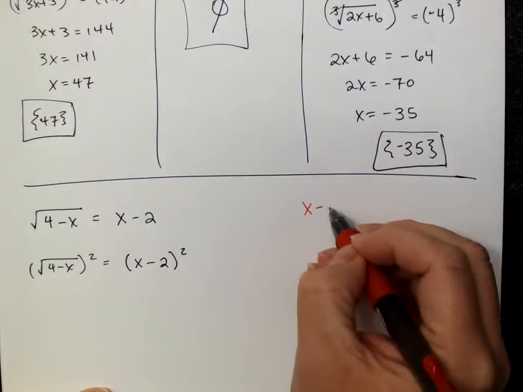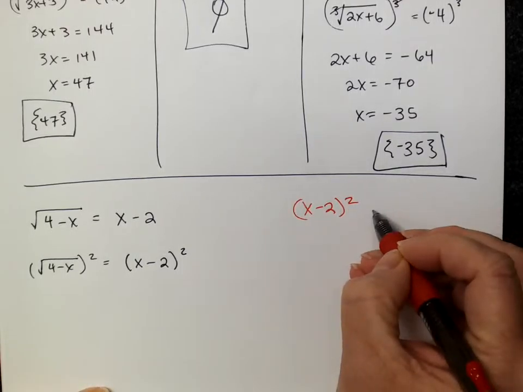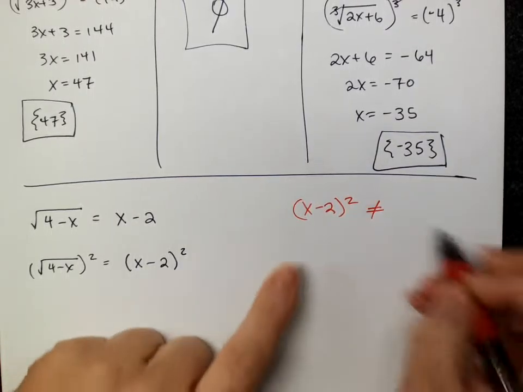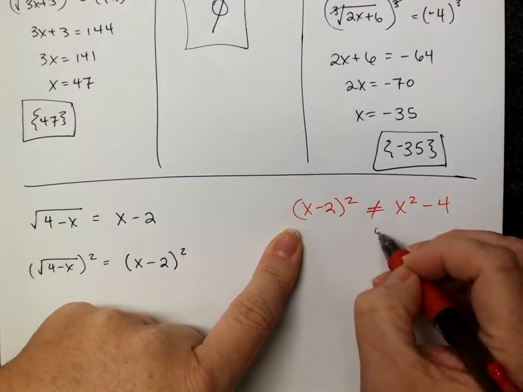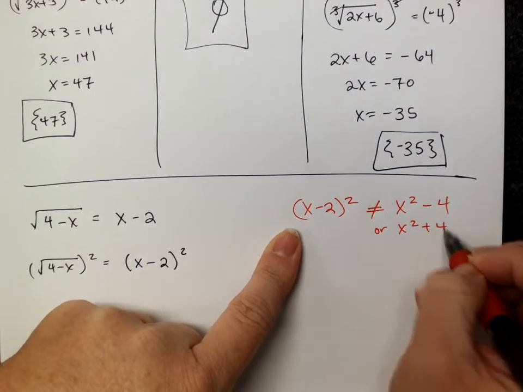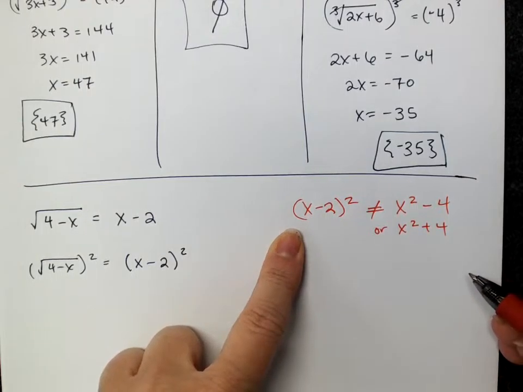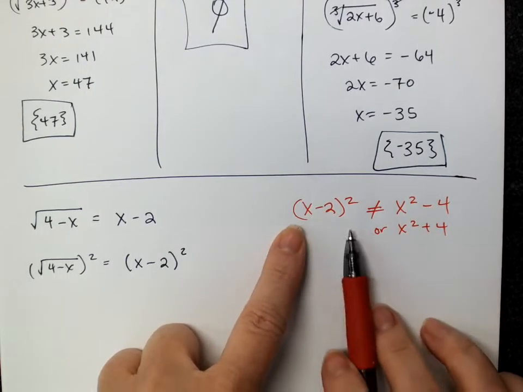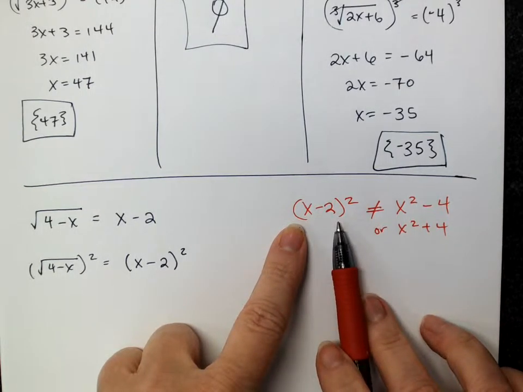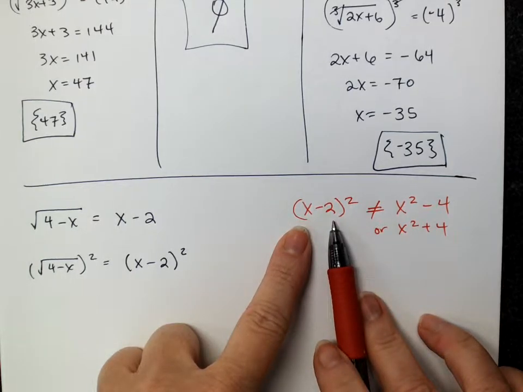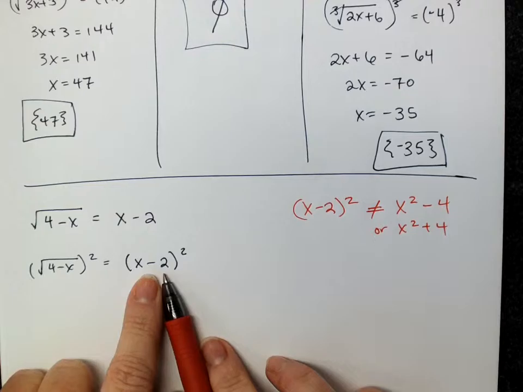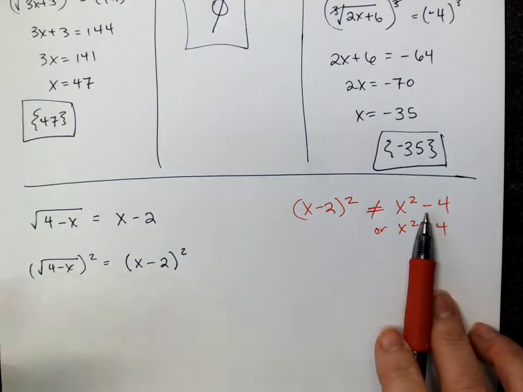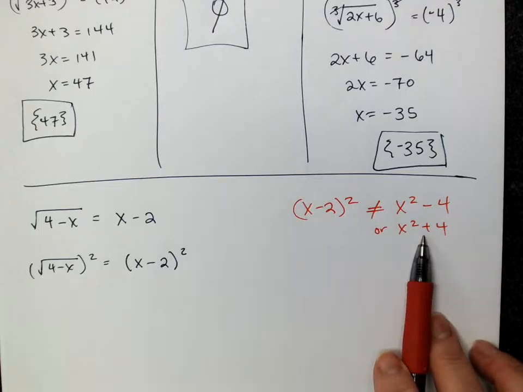X minus 2 squared is not equal to x squared minus 4 or x squared plus 4. Okay? You have to FOIL it. Well, I'd rather you not FOIL it though. If it's a binomial squared, I want you to use the pattern. Now you can certainly go, okay, this is not conjugates. X squared minus 4 would be x plus 2 times x minus 2. And there's no way to get x squared plus 4, so that's just not anything.